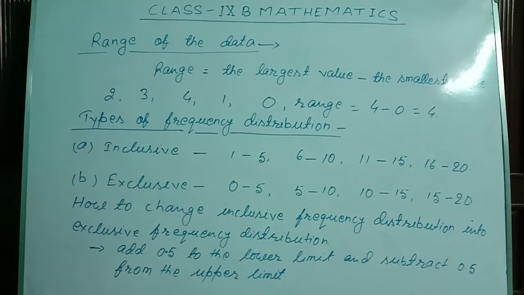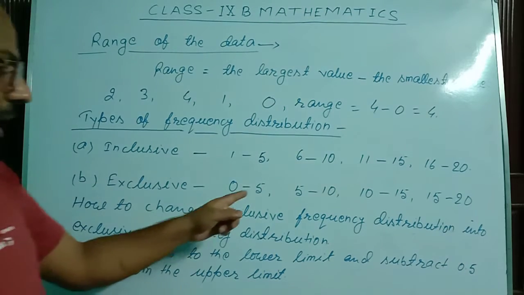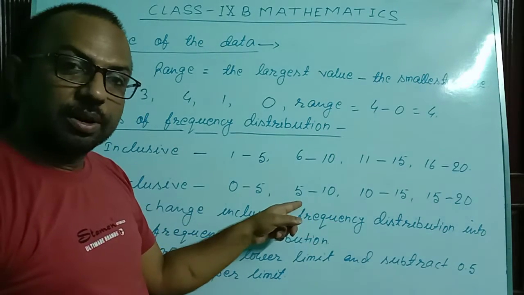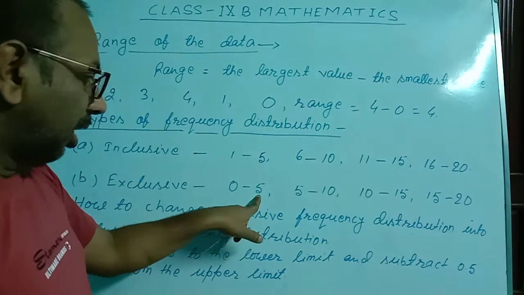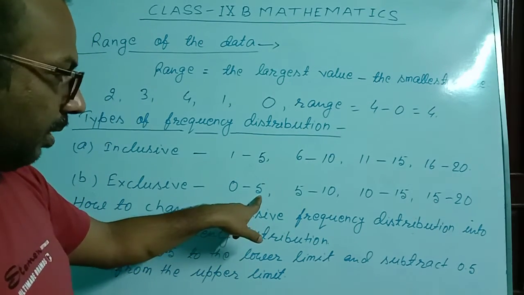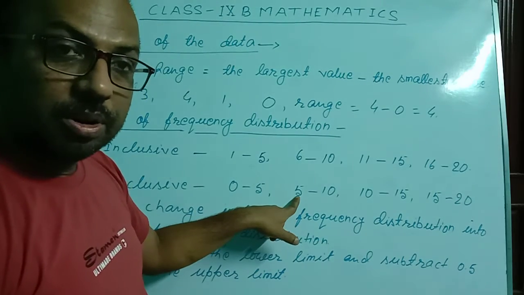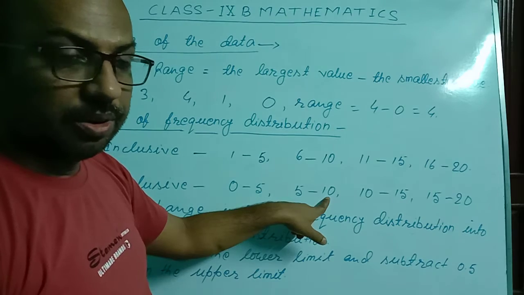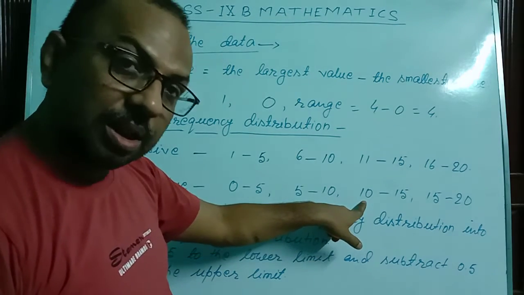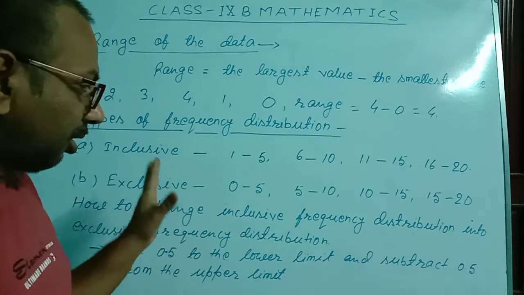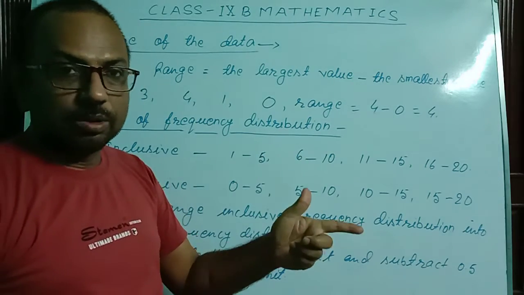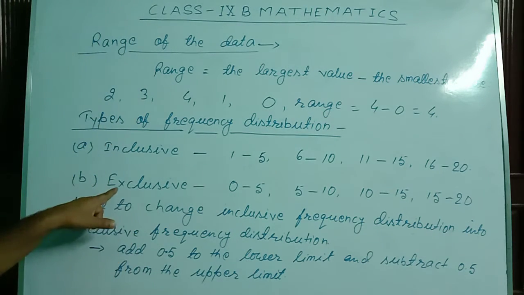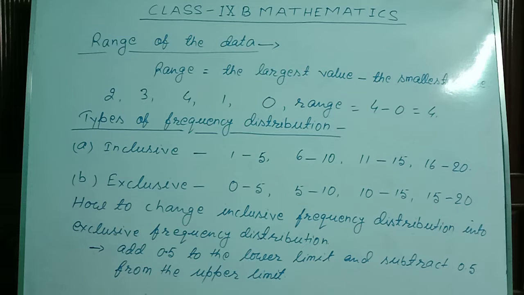Second is exclusive frequency distribution. In this, the upper limit of the first class interval will be the lower limit of the second class interval. Here the upper limit of the first class interval is 5, and this 5 is the lower limit of the second class interval. Here 10 is the upper limit of the second class interval. This 10 is the lower limit of the third class interval. So the upper limit of the first class interval will coincide with the lower limit of the second class interval. This type of frequency distribution is called exclusive frequency distribution.